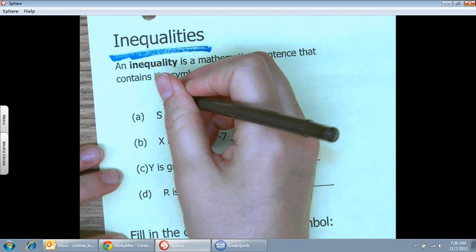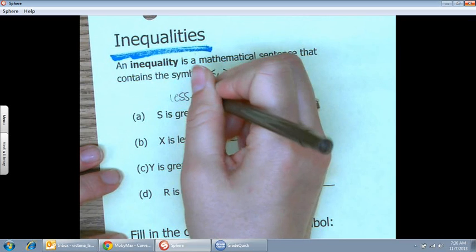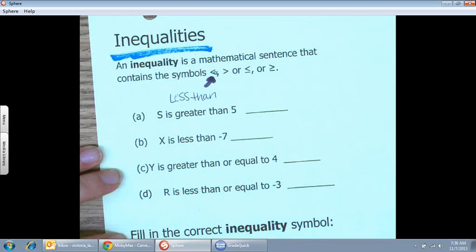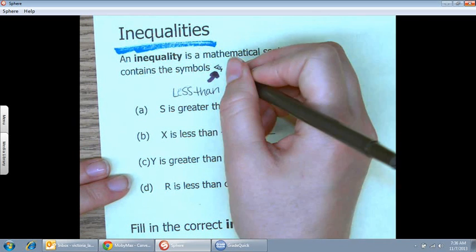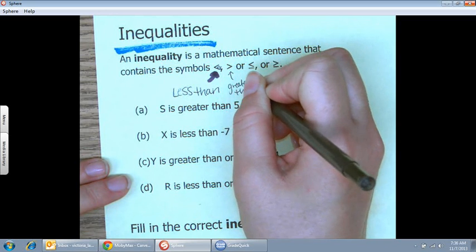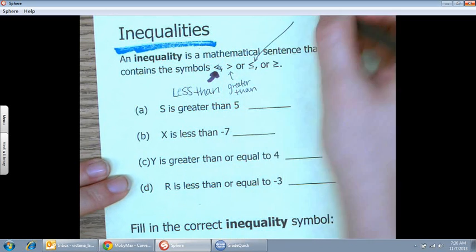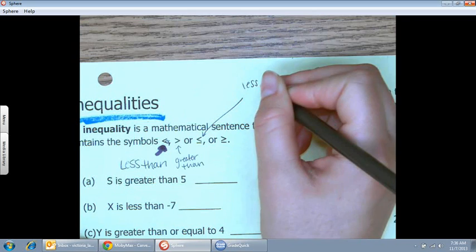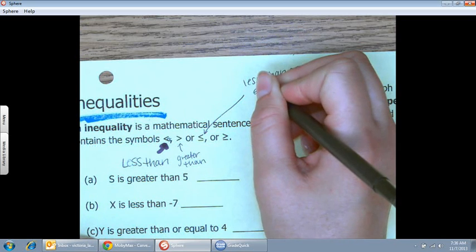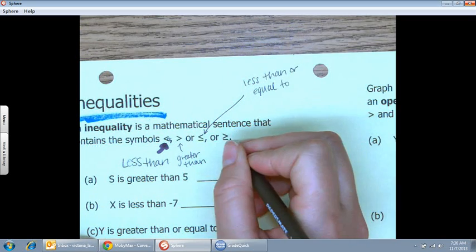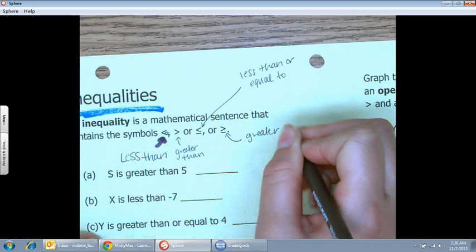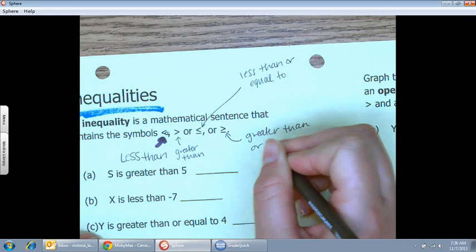That's a less than symbol, okay, less than, and it makes a little L for less, okay. This is a greater than. This is a less than or equal to, and then this symbol is a greater than or equal to.